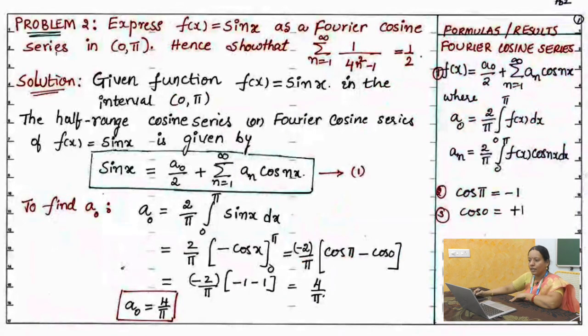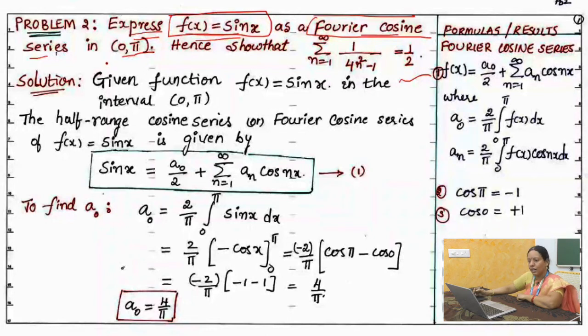What is your second problem? Read out first. Express f of x equals sin x as a Fourier cosine series in 0 to pi and show that this result. They gave you one direction. We have to show one direction. Now, they gave you a function f of x equals sin x. Clearly, this is a continuous function. They asked you to express the given function as Fourier cosine series.